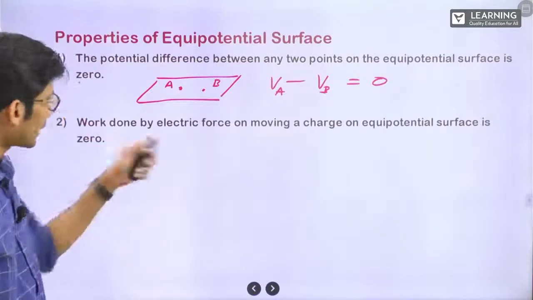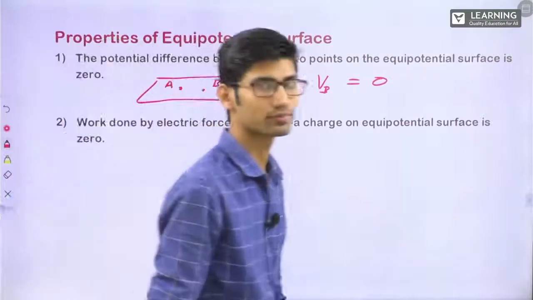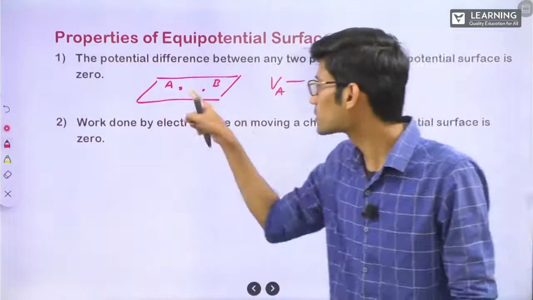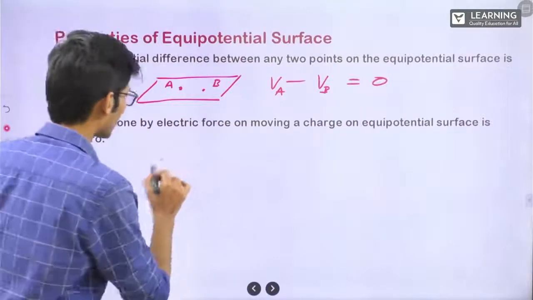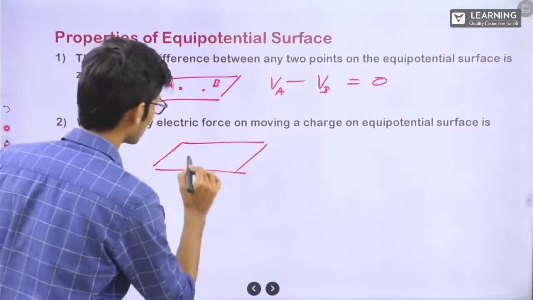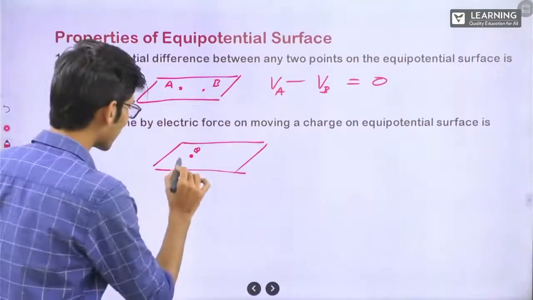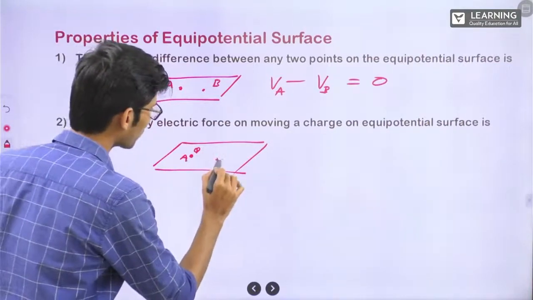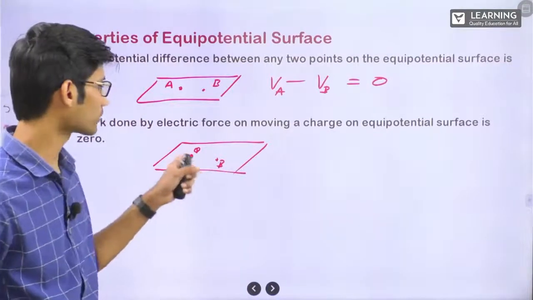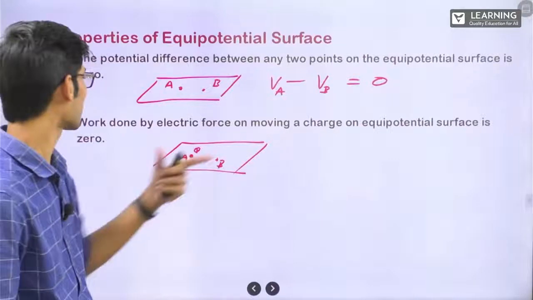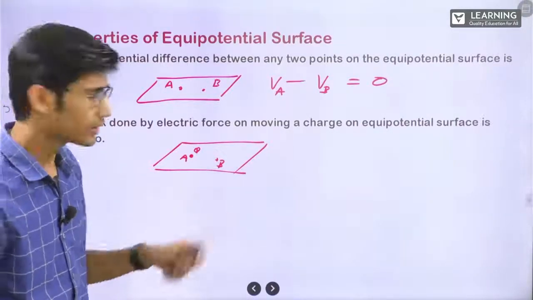Second, work done by electric force on moving a charge on an equipotential surface is 0. Suppose there is a charge, Q. This is point A. We have to move this charge to point B. The work done on moving this charge from A to B by the electric field, or electric force, will be 0. Why? Very simple to understand.